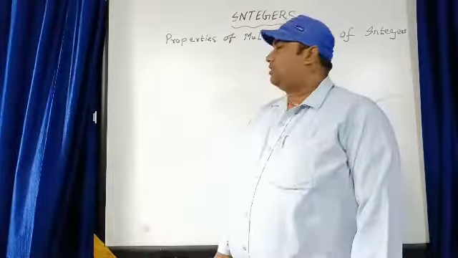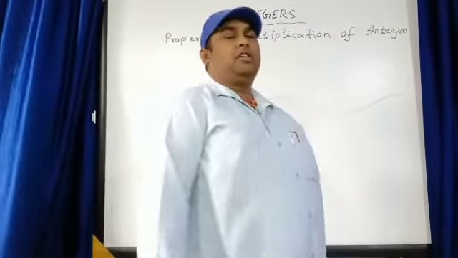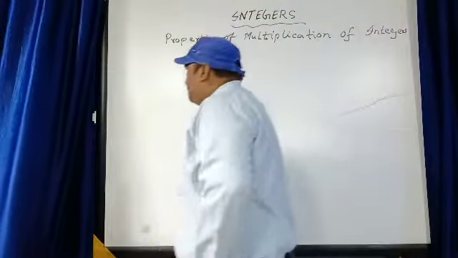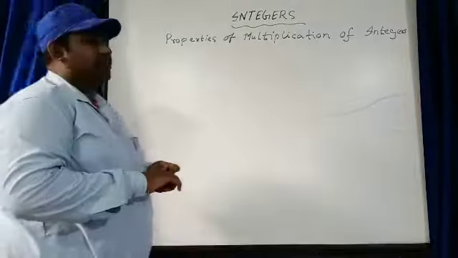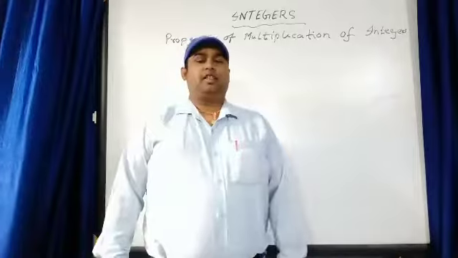Today we are in the third class of standard 7. We will read today properties of multiplication of integers. Now, let's see what will happen when two or more integers are multiplied together.